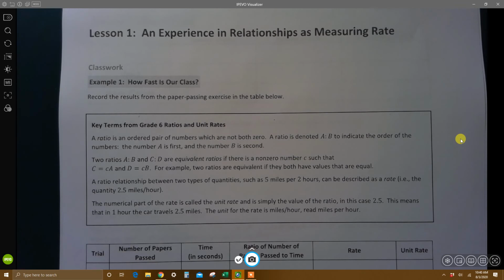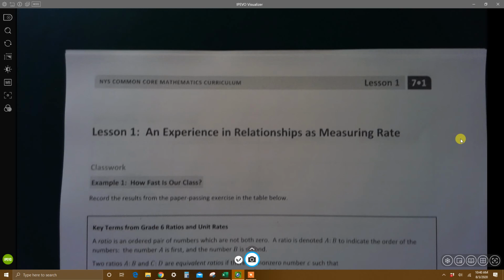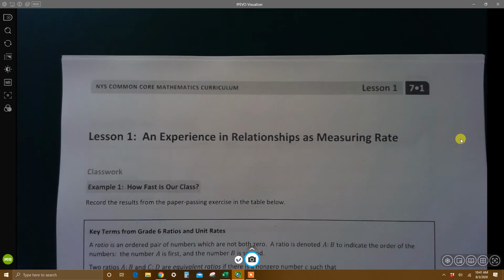I'm not sure whether or not you've gotten Eureka Math books yet. I prefer teaching from Eureka Math, so for those that were in 6th grade last year here in Shelby County, you know what Eureka Math looks like. I'm going to be starting off with Lesson 1 in Module 1. As you can see, the very first lesson is an experience in relationships as measuring rate.